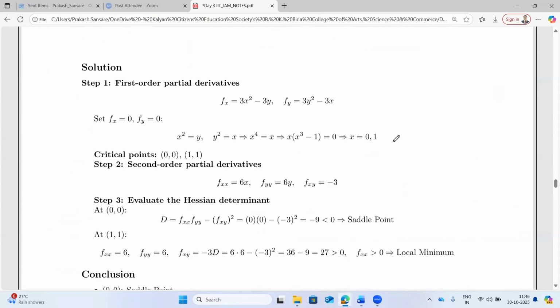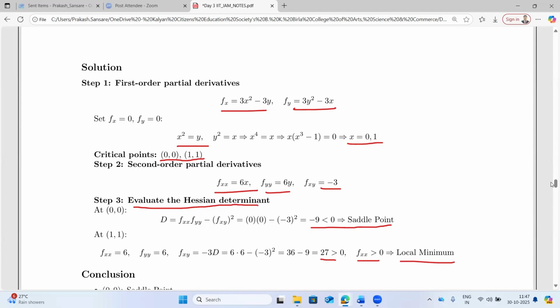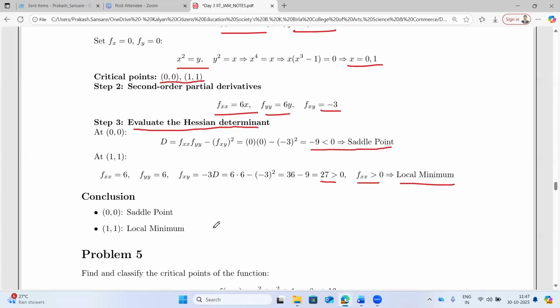Right. So here you get the solution: fx, fy, x square, y square, then x is equal to 0, 0. So the critical points, double derivative, then evaluate the Hessian determinant: minus 9 is a saddle point, then 27 greater than 0, so local minimum. So in conclusion, 0, 0 is the saddle point, 1, 1 is the local minimum.